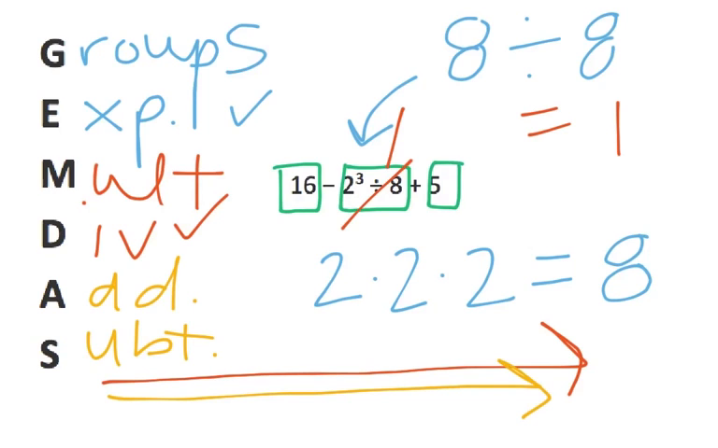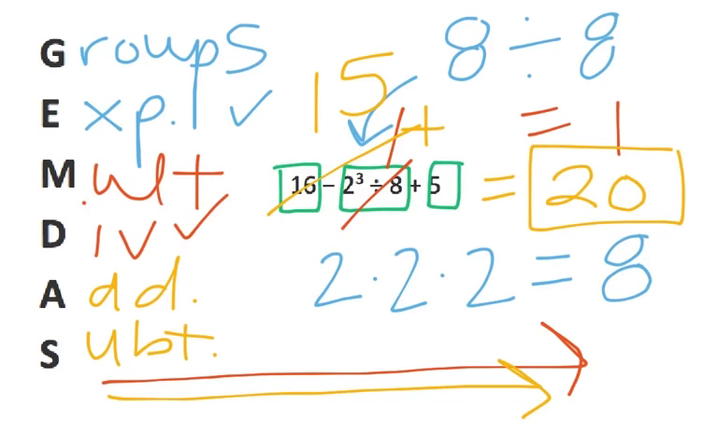Now that I have all of my terms down to a single number, the 16 is just a 16, the stuff in the middle is just 1, and the 5 is just a 5, now I'm going to look at all addition and subtraction going from left to right. Starting at the left is my subtraction. So I'm going to do the 16 minus 1. 16 minus 1 is 15. And now I'm going to add that to the 5 at the very end. So 15 plus 5 is 20. And that is my final answer.